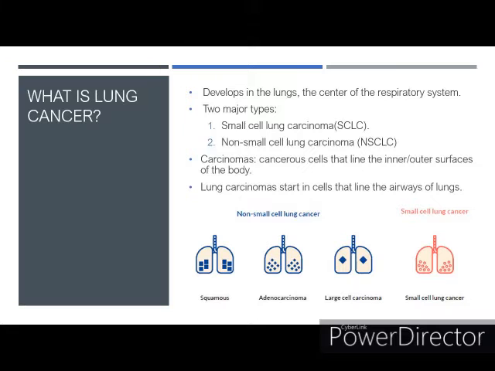Two major types of lung cancer are small cell lung carcinoma and non-small cell lung carcinoma. Small cell lung carcinoma is more common than non-small cell lung carcinoma and is typically developed due to heavy smoking. Non-small cell lung carcinomas include squamous cell lung cancer, adenocarcinomas, and large cell anaplastic carcinomas. Carcinomas are cancer cells that line the inner or outer surfaces of the body. Lung cancer specifically starts in the cells that line the airways of the lung.